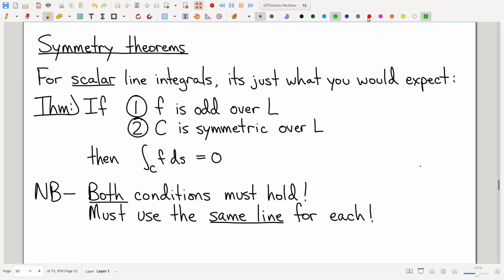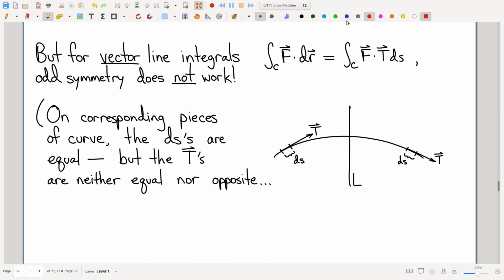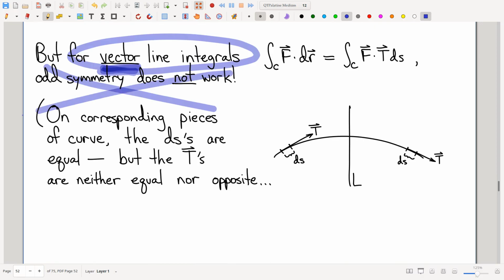The asterisk, the landmine on all of this is specifically, and you'll notice I underlined it here, this is specifically and only for scalar line integrals. If you are looking at a vector line integral, it does not work. There is no odd symmetry theorem for vector line integrals. It's not true. It doesn't work. It doesn't work at all.